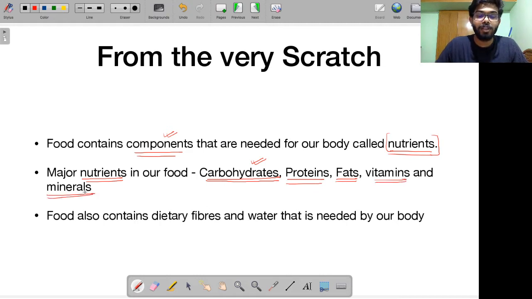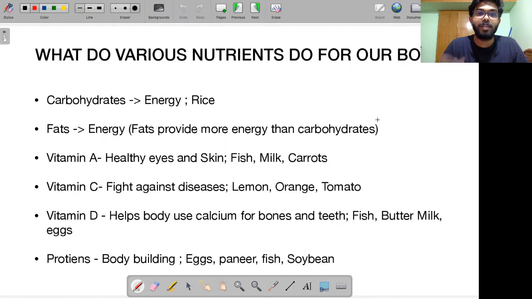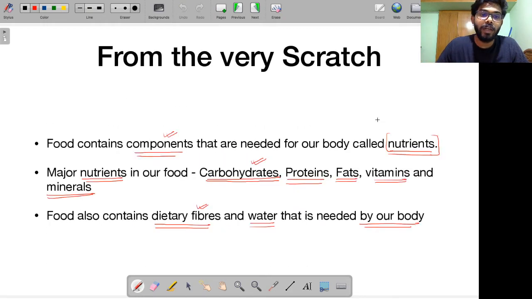Okay. Food, other than these, also contains something called dietary fibers. Okay. And then it also contains a lot of water that is required by our body. Alright. So let's try to understand, what do various nutrients do for our body? Why do we need to consume these nutrients? Why do we need major nutrients? Why do we need minor nutrients? How do carbohydrates help us? How do proteins help us? How do fats help us?